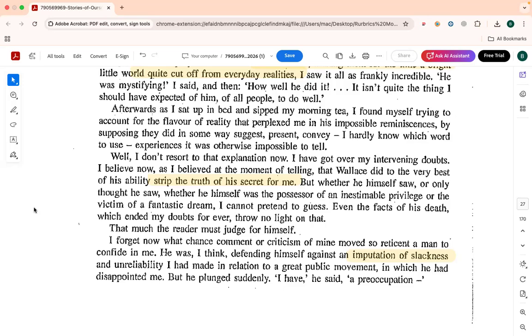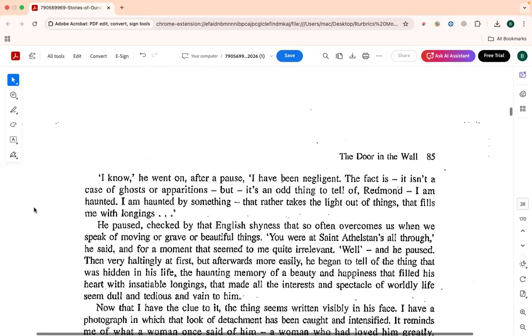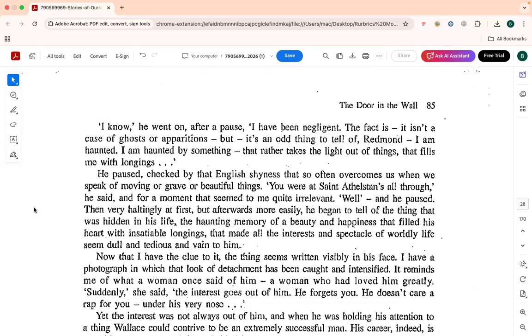Imputation is a very strong word which is often related to crime or negligence. Okay, blame, he's blaming it for his slackness and unreliability. And then we move on to the next. I know, he went on after a pause.